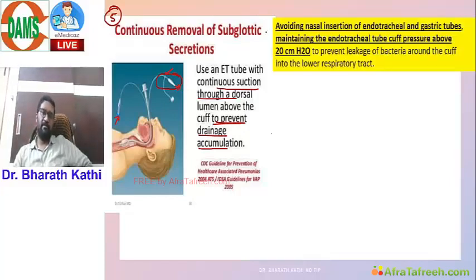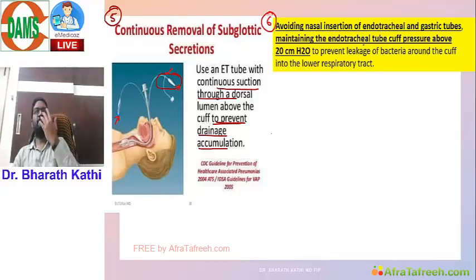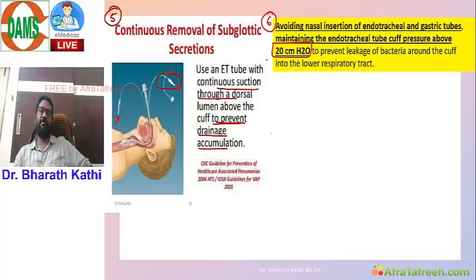Number 6. We should avoid nasal insertion of endotracheal tube and also gastric tubes. If you put it from the nose, bad organisms can go into the lung. And an important thing is you should at least maintain 20 centimeter H2O pressure in the endotracheal cuff. I told you, if the cuff is not inflated properly, organisms can go down. So you should properly inflate the cuff.